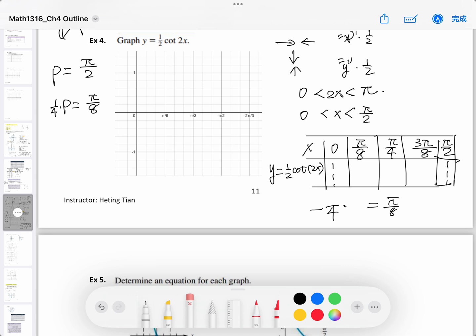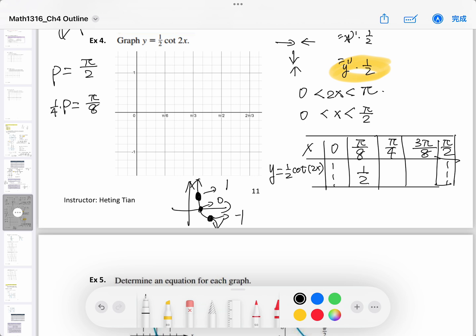And what are the y values? We have the y transformation. It is all of the y values times 1/2. And do you still remember the table of cotangent? Or you can graph cotangent. The three key points here and here. So the y value here is 1, and here y is 0, here y is equal to -1. So all of them times 1/2. Okay, it is 1/2, 0, -1/2.